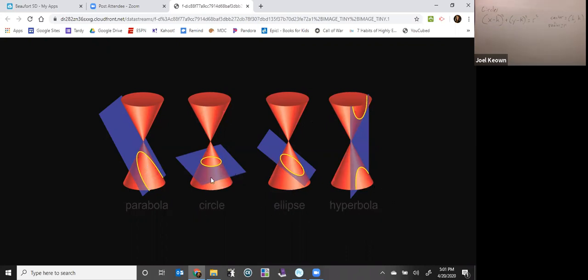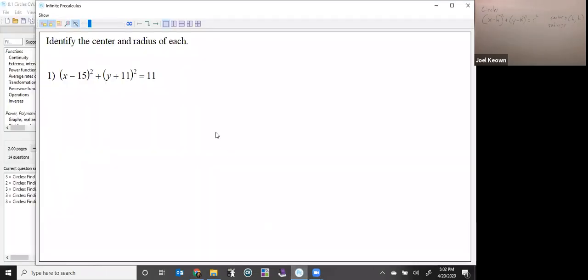So circle is going to be our first one, 8.1. We'll move on to ellipse, 8.2, then hyperbola will be 8.3, and then parabola will be the last one at 8.4, the end of our chapter. So let's look at our problem today. I'll go ahead and tell you this is going to be a pretty short and extremely easy lesson. Circles are definitely the easiest, not a whole lot to it.